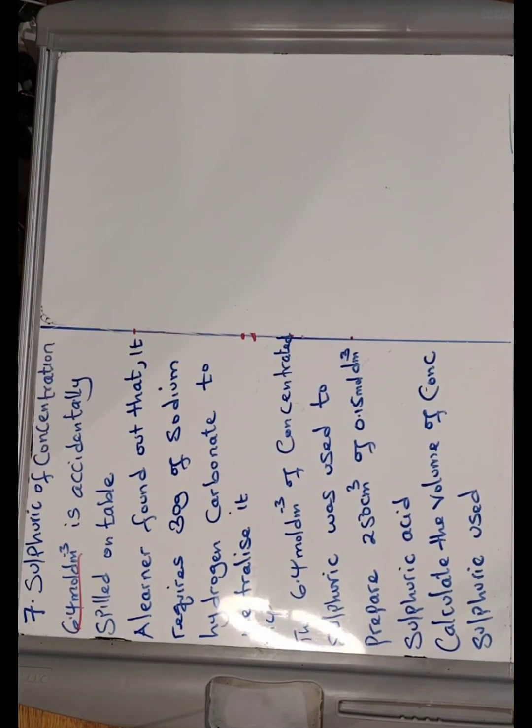Then comes this question, 7.4. It says the 6.4 moles per cubic decimeter concentrated sulfuric acid was used to prepare 250 cubic decimeter of 0.15 moles per cubic decimeter sulfuric acid. The question says, calculate the volume of concentrated sulfuric acid used. How do we deal with this one? This is one of the examples of what we call dilution. You have a concentrated compound and you dilute it with distilled water.